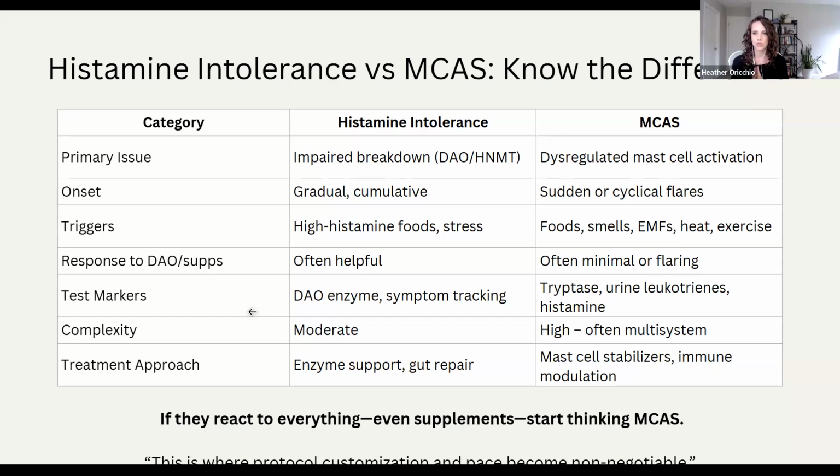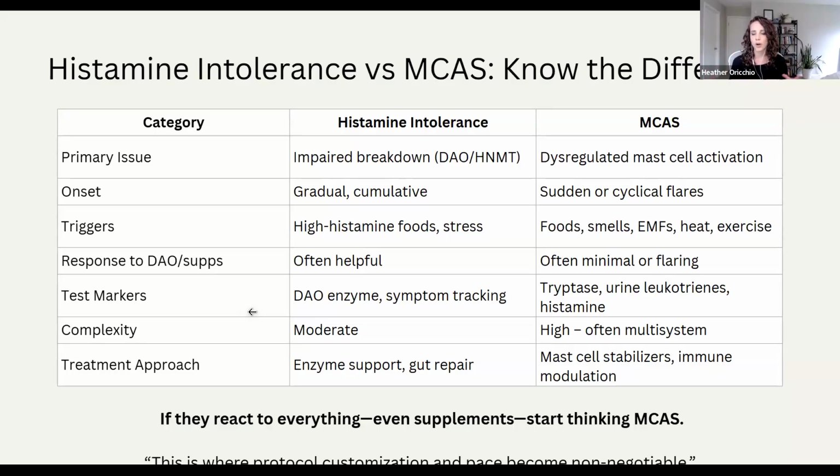significant improvement with controlling for a low histamine diet and maybe getting some other nutrients or supplements on board, it's histamine intolerance. For the individuals who do the low histamine diet, but then they're also trying to do supplements to support that, but they're not really tolerating the supplements and they're not seeing improvements with going on a low histamine diet, it's mast cell activation. The response to taking the DAO enzyme with histamine intolerance is often positive. Somebody with MCAS, they're not really going to notice a difference.